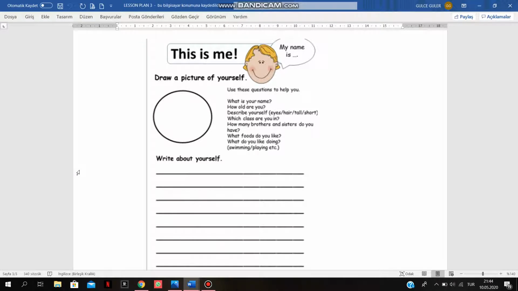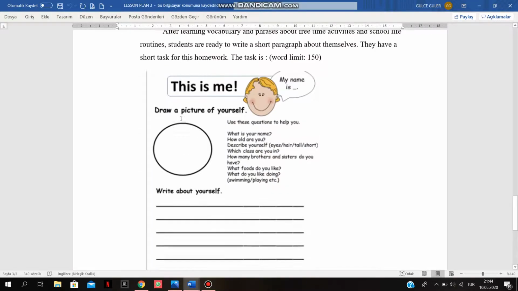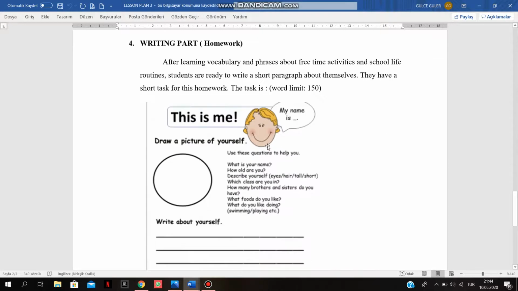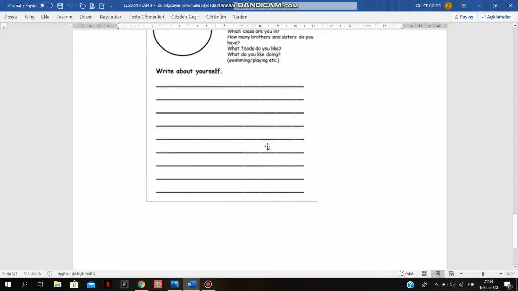They are supposed to write their name, age, physical appearance, school class, family, hobbies, or what they like doing. They can draw their picture or put their picture. And there's a word limit again. The word limit is 150 words. This is a good homework, in my opinion.